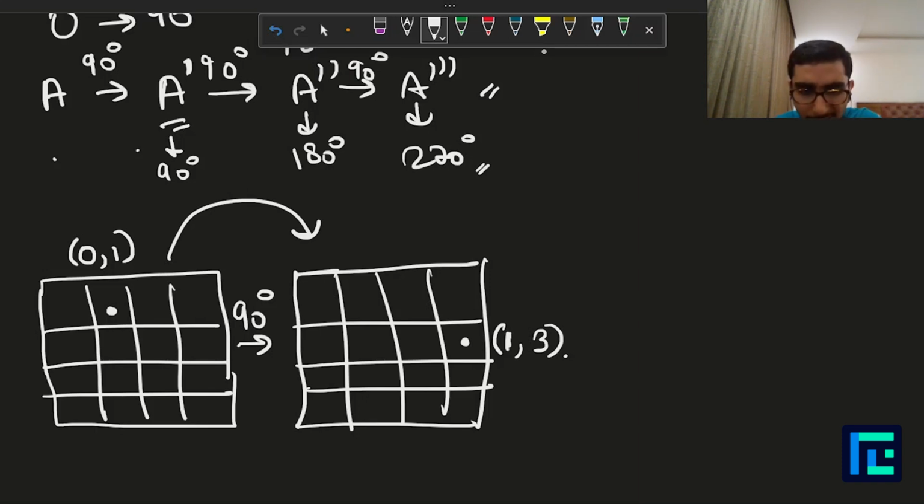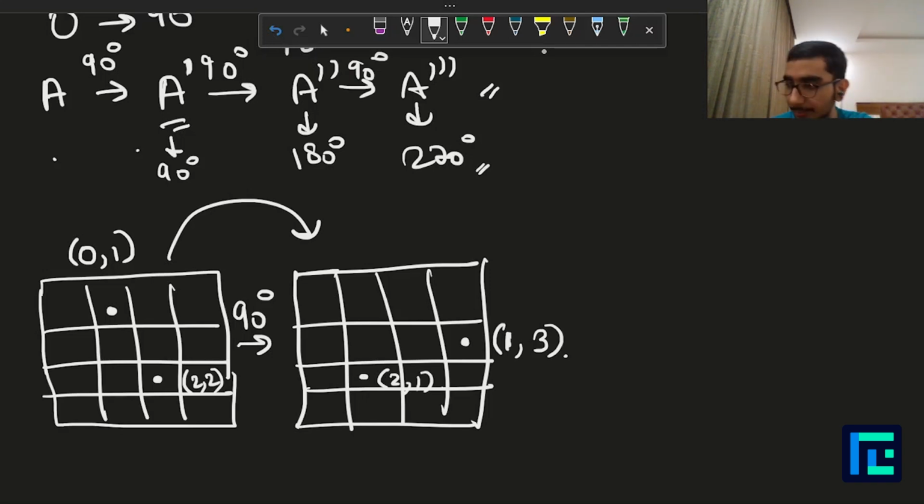Again, take any other random cell. Let's take this cell. This cell has the coordinates 2, comma 2, right? And if I rotate the matrix by 90 degrees, where do you think this would lie? It would lie here at 2, comma 1, right?